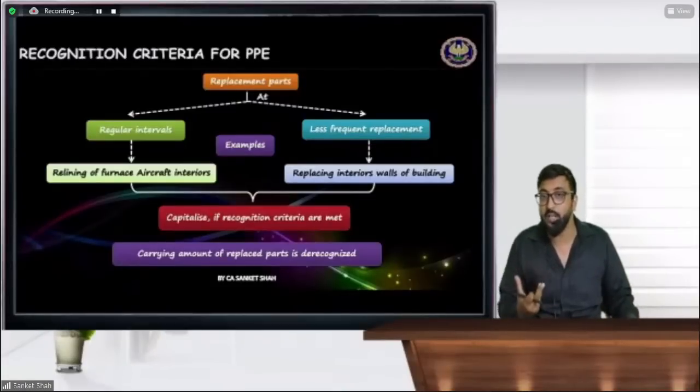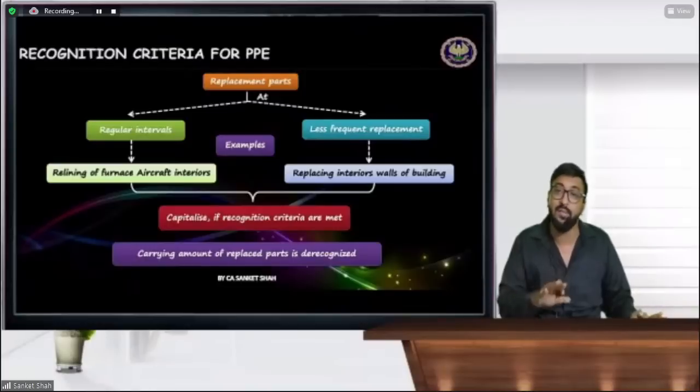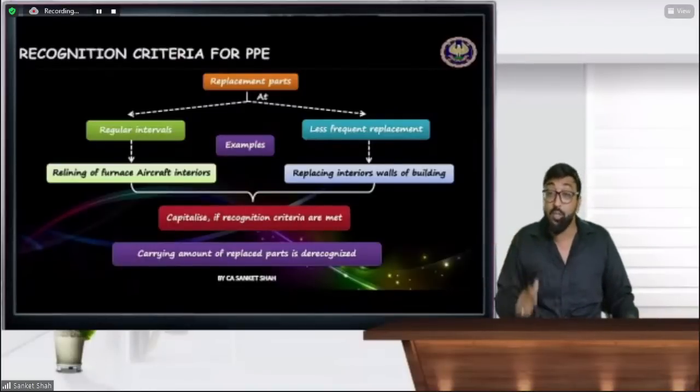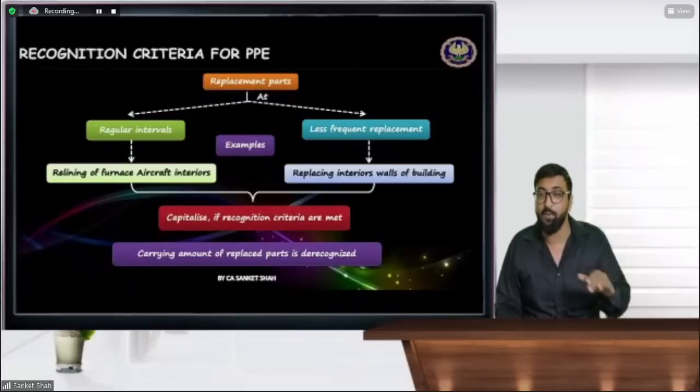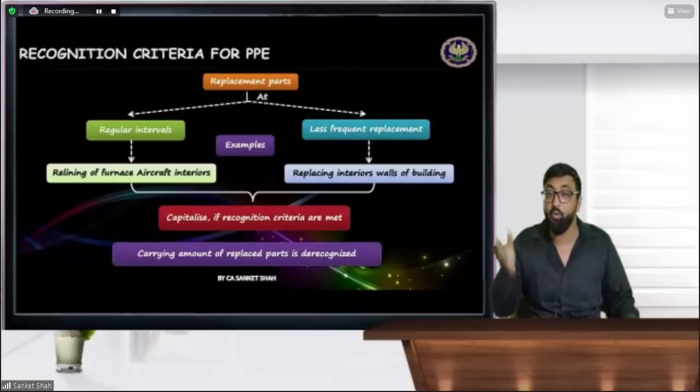Now oil changing is not a replacement. That will be considered in the profit and loss account. But beta, if you replace your engine, so your engine life previously was 5 years, but after 4 years you replace it, now it will benefit you for the next 5 to 6 years. So that replacement is called capitalization.